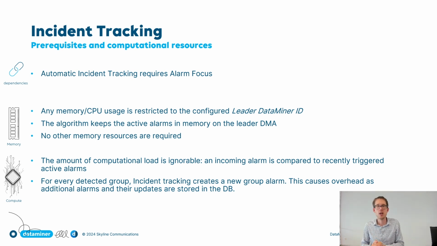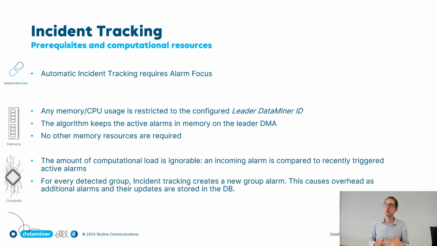Now, what do we keep in memory? We keep in memory the active alarms, and that's it. So that's not so much. Okay, it's maybe thousands of alarms, but speaking in terms of megabytes, this is not so much. That's the only memory resources that are required. What about computational load? Well, again, here I have good news. The computational load is ignorable. An incoming alarm is compared to the most recent alarms, at least the alarms that occurred in the last 10 minutes, to see if the incoming alarm should be grouped with this recent alarm. But on nowadays computers, this goes really, really fast.